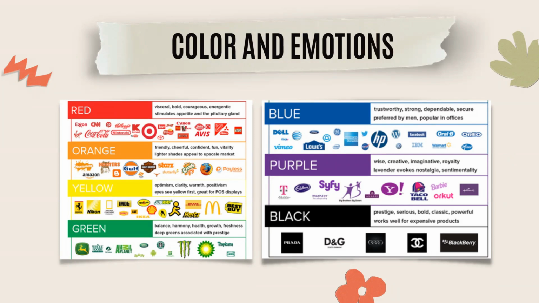Then yung sa orange, yung friendly, cheerful, confident, fun, vitality. Ayan, ginagamit din siya yung mga pambata or mga pang energy drinks, ganon. Then yung yellow, optimism, clarity, warmth, positivity. Yung ginagamit po siya sa mga fast food din mostly. Then, basta alam ko po kasi yung yellow. Yun po agad yun po yung color na agad na napapansin natin.